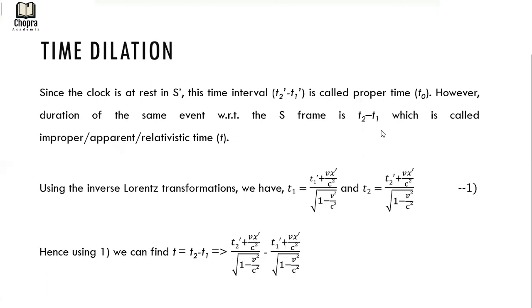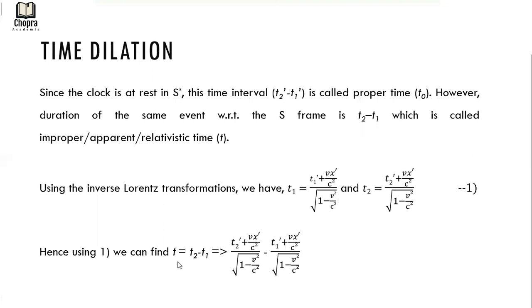Now in this case I use inverse Lorentz transformation equations, wherein I can have the unprimed quantities, which are T1 and T2, as T1 is T1 dash plus Vx dash by C square, over root of 1 minus V square by C square, and T2 is T2 dash plus Vx dash by C square, over root of 1 minus V square by C square. You may ask, why did I use the inverse Lorentz transformation equations? Because on the right hand side you see here x dash factor is coming into picture and x dash is fixed.